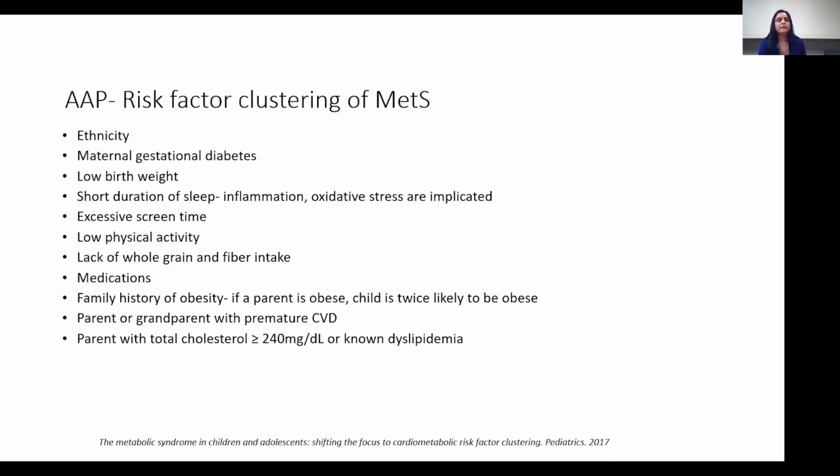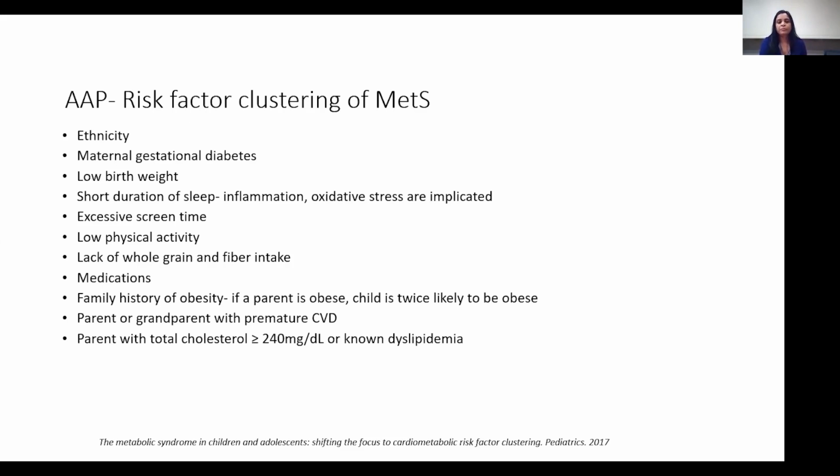There is an AAP-provided risk factor clustering of metabolic syndrome: ethnicity, as we discussed in the previous slide, maternal gestational diabetes, low birth weight, short duration of sleep, actually because of the inflammation and oxidative stress, excessive screen time, low physical activity, and lack of whole grain and fiber intake. So whatever can cause obesity, whether exogenous, like what they say here, or endocrine, or kidney diseases, or medications, anything that can cause obesity, you need to be watching out for metabolic syndrome.